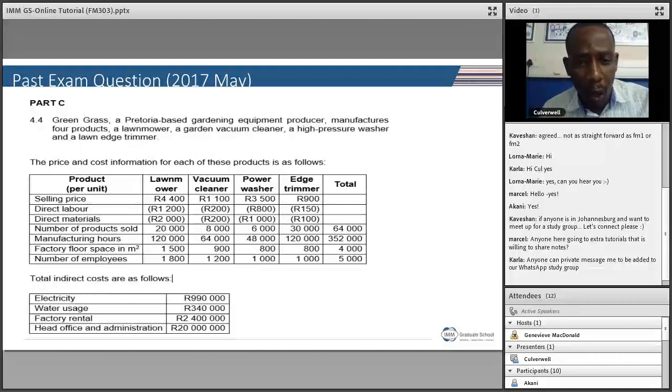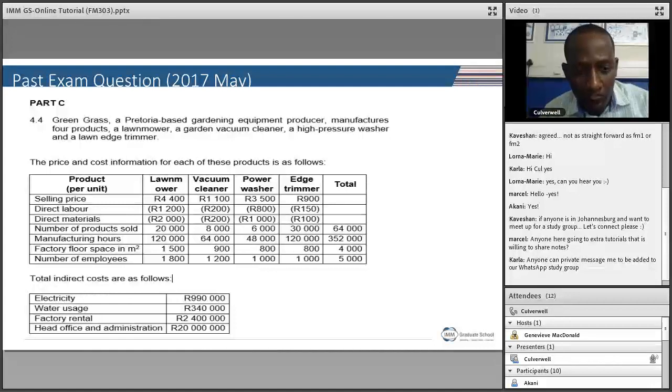It went on to give you 4 columns plus the total. The lawnmower, the vacuum cleaner, the power washer together with the edge trimmer. Let me pick the first column just for me to explain what's going on there. They have given you the selling price of 4,400 under the lawnmower. In short, the 4,400 is the selling price per lawnmower. And where am I getting that interpretation from? It is right there on product. It says product and then it's stipulated per unit. So the selling price per 1 unit of a lawnmower is 4,400.